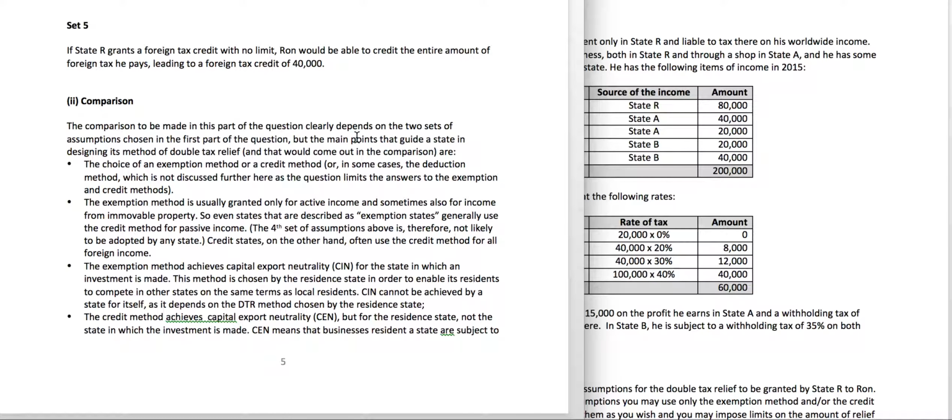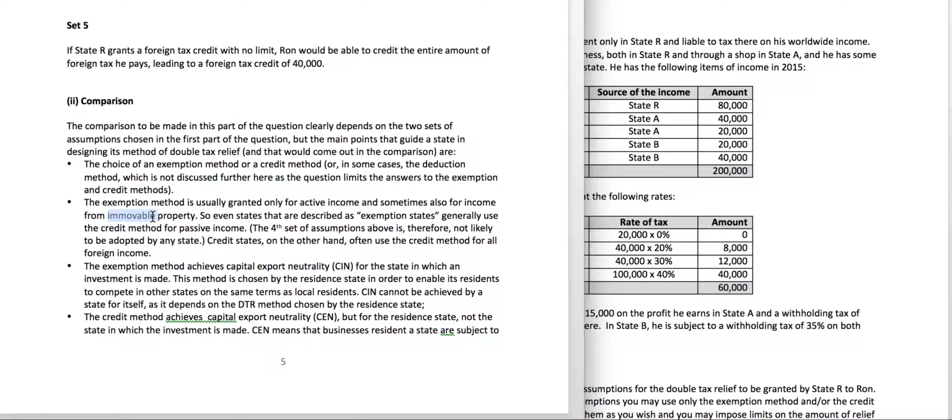But here's the comparison. The comparison to be made in this part of the question clearly depends on the 2 sets of assumptions chosen in the first part of the question, but the main point that guides a state in designing its method for double tax relief is the choice of exemption method or credit method, or in some cases the deduction method, which is not discussed further here because those aren't the parameters of the question.